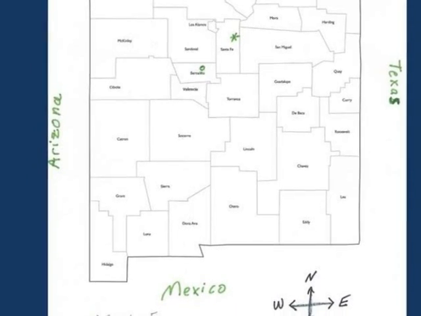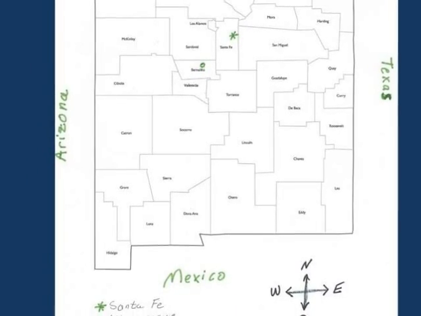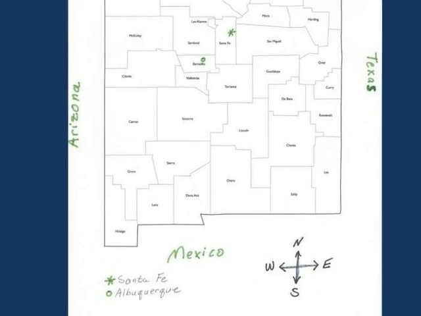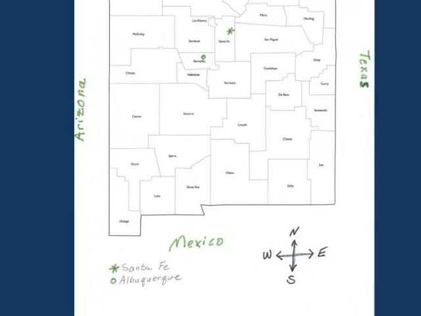At the bottom of the map, I'll create a legend with the two symbols and write the names of the cities. Remember to press pause if you need more time.